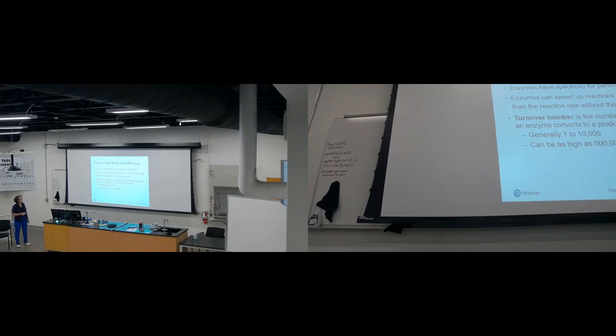With enzymes, you can have a reaction 10 to the 8 times faster than without the enzyme. There is a measurement of the rate that is called the turnover rate. It's the number of substrate molecules an enzyme converts to a product per second. It can be between 1 to 10,000 times, or it can be as high as 500,000.